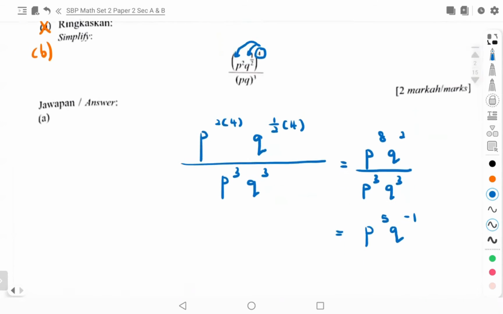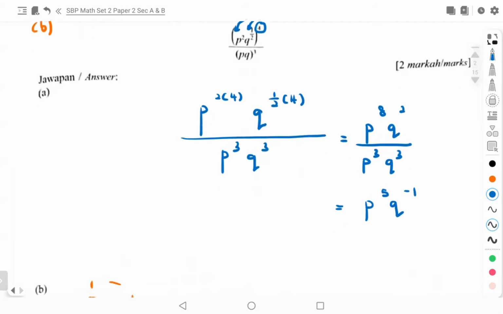You can leave the answer like this, or it will be better, since it's negative 1, you change it to the denominator: q. Then it will be perfect. So this is a simple one. Indices. The Form 3 syllabus is also included.